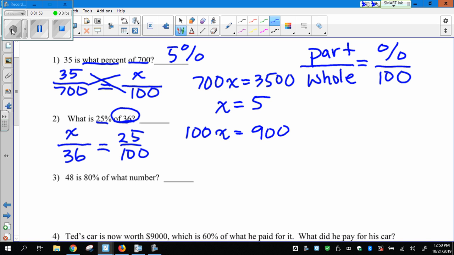900. And then I'm going to do 900 divided by 100, which is 9. So 9 is 25% of 36.